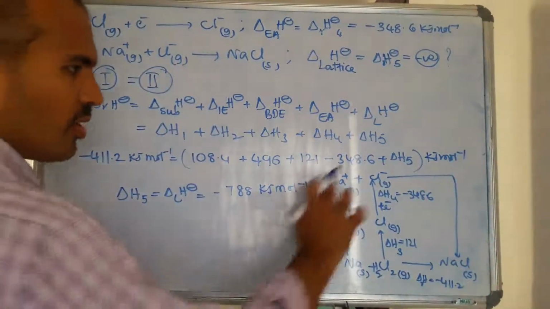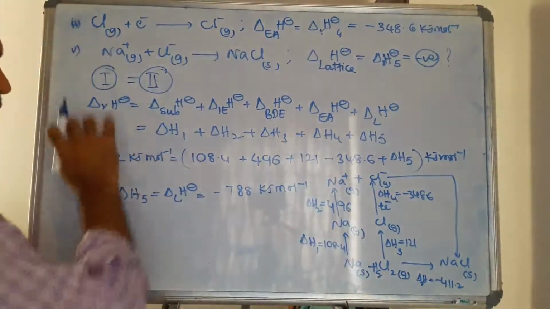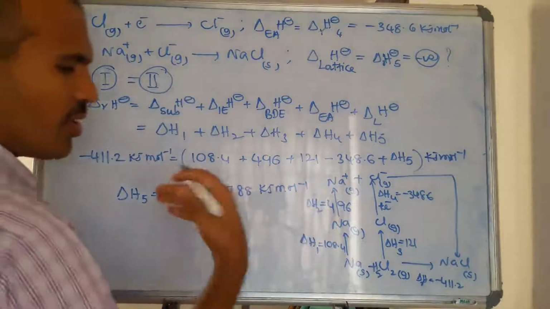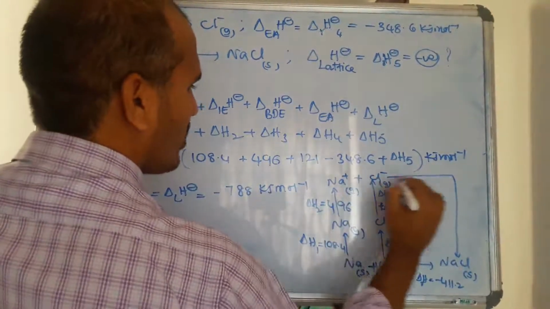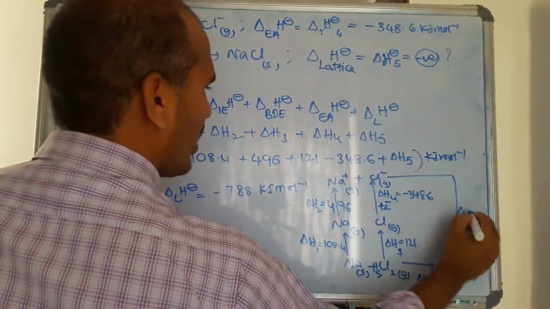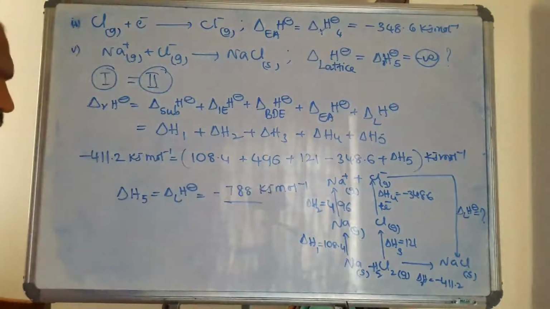So for this, 1 mark in the board level, and the remaining is 2 marks. Actually the definition is 1 mark, the total calculation is 1 mark, and this one, in total 3 marks in our board level. So now Na plus and Cl minus are converted to the lattice enthalpy. This we don't know, how much is this? Minus 788 kilojoule per mole.